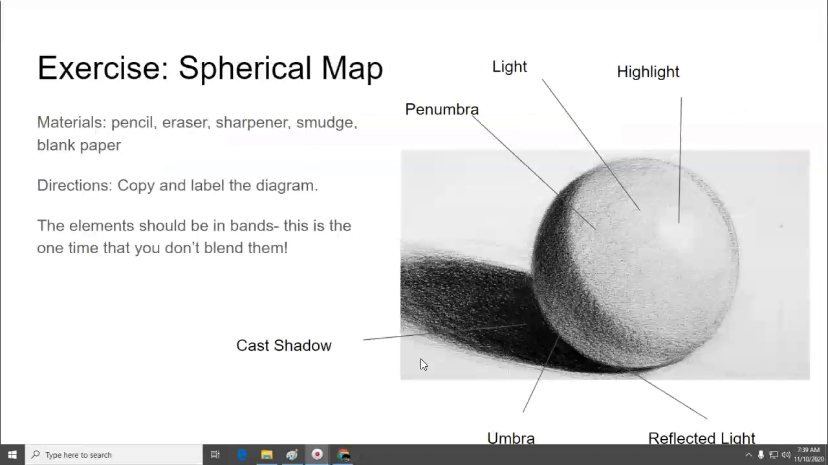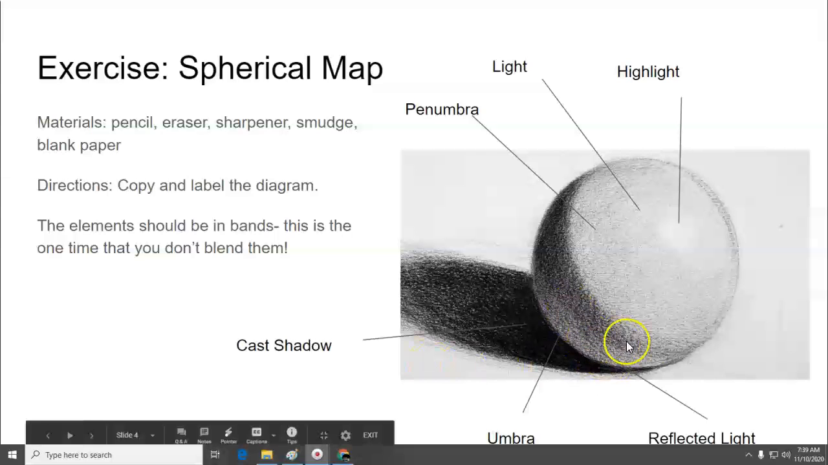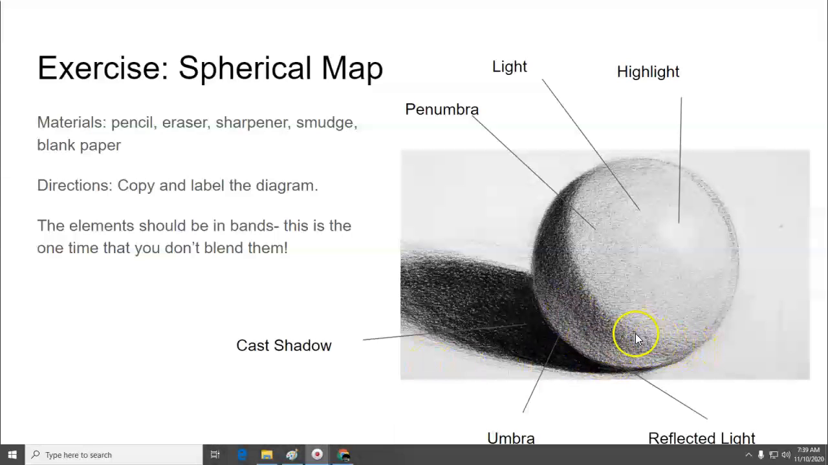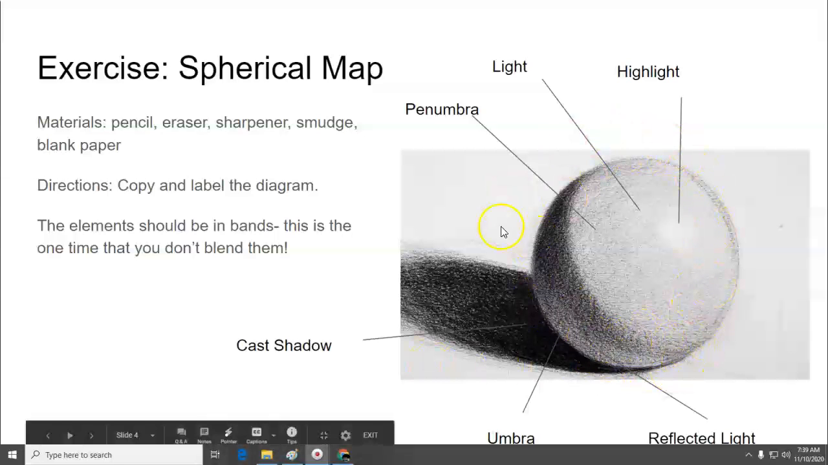So your first exercise is to do a spherical map of the elements of light. You need a pencil and blank paper and your regular drawing tools. You're going to copy and label the diagram. The elements should be in bands, so these are not as blended as you would normally blend. So start out by drawing a circle, and then you can see how things change.